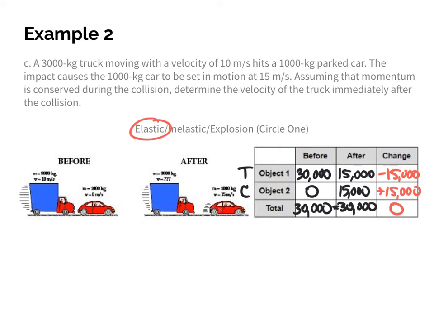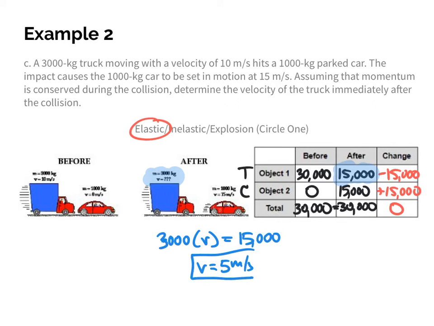Now this one's a little bit different. Notice I could fill out the table without knowing the speed, but now that I know that the truck after the collision has a momentum of 15,000, I can use that plus the information here to find the speed. So then I got to know, okay, if the truck is 3,000 kilograms, what speed would give me an overall momentum of 15,000 units? And that would give me, obviously, an overall speed of 5 meters per second.